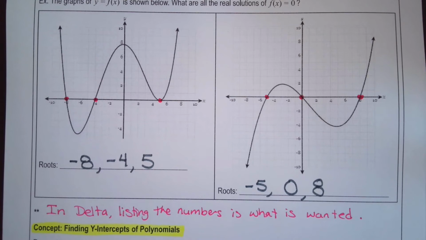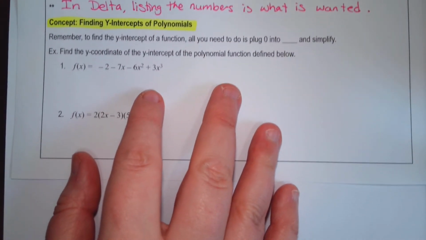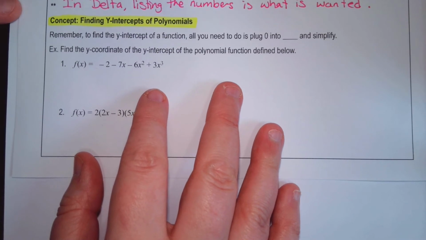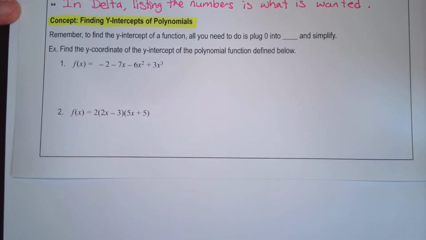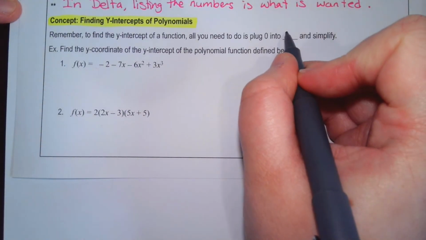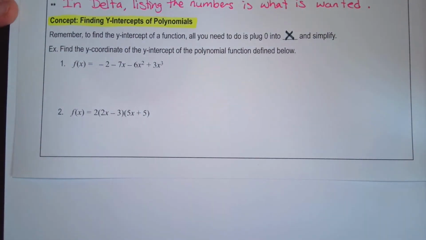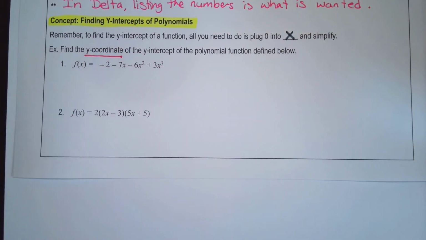Now, that's going to be a different story for our next concept, finding y-intercepts of polynomials. So, remember, to find the y-intercept of a function, all you need to do is plug 0 into x and simplify. This one, you are going to write the y-intercept as a coordinate point at the end. So, just be aware of that.